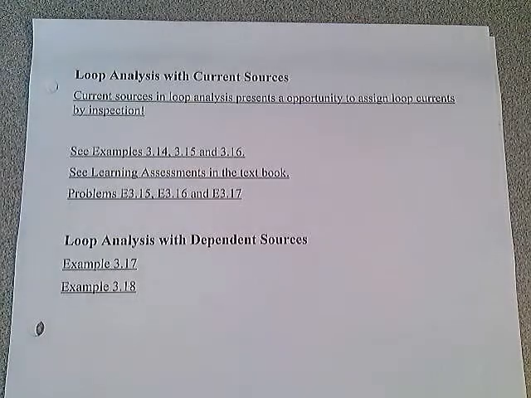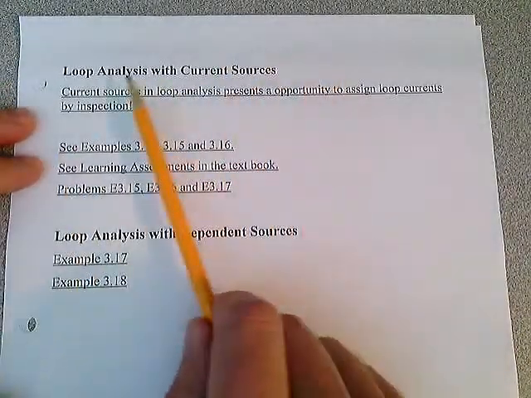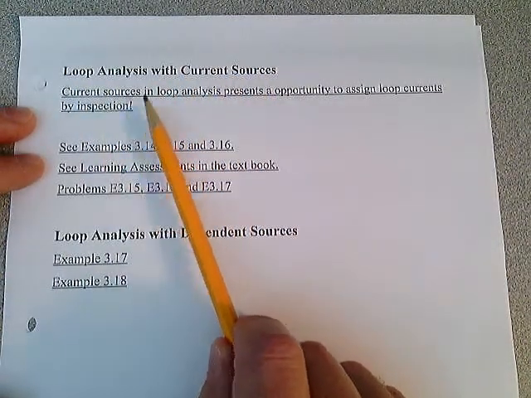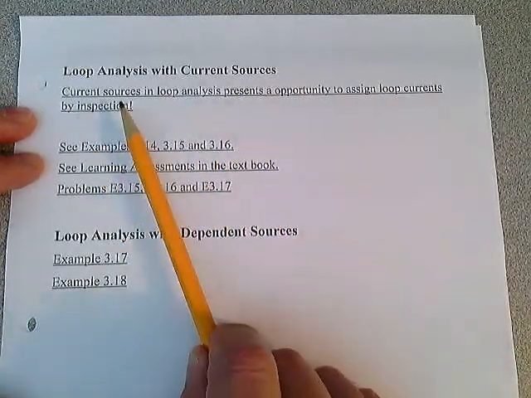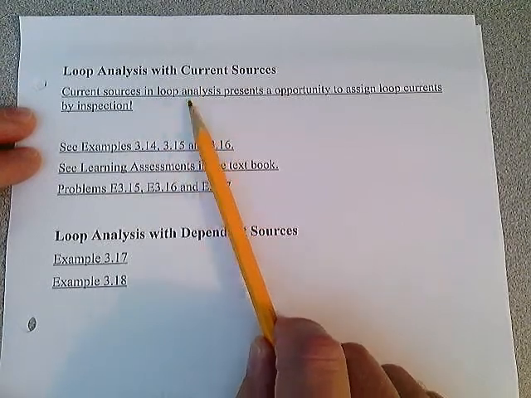Starting out, if you take a look at page 56, this is basically what we're going to look at. We're going to start out by loop analysis with current sources. Current sources in loop analysis present an opportunity to assign loop currents by inspection. It greatly reduces the analysis technique, and I'm going to show you what I mean.